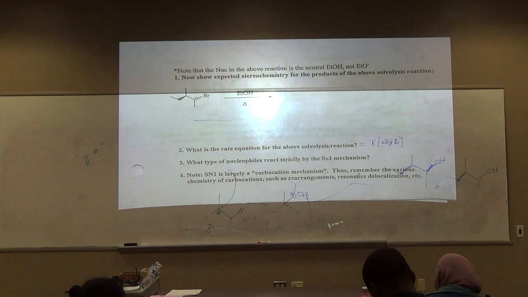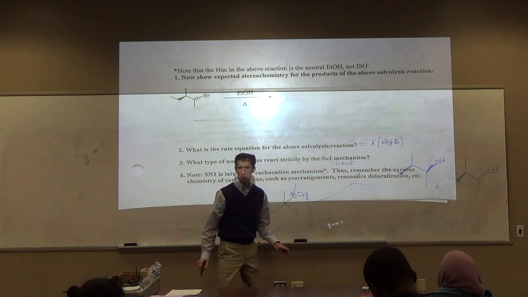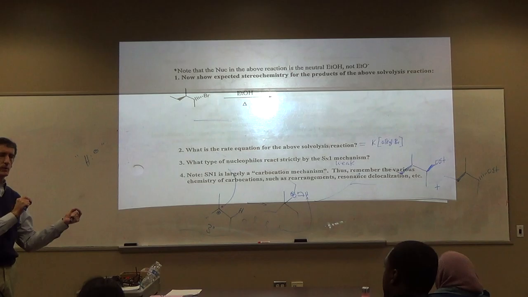What type of nucleophiles react strictly by SN1 mechanism? Weak. Yes, weak. Because if the nucleophile was strong, what would be the mechanism? SN2. Okay. Hopefully you understand how we're saying that. We said SN2 requires strong, but now we're also saying that if it's strong, it will be SN2.